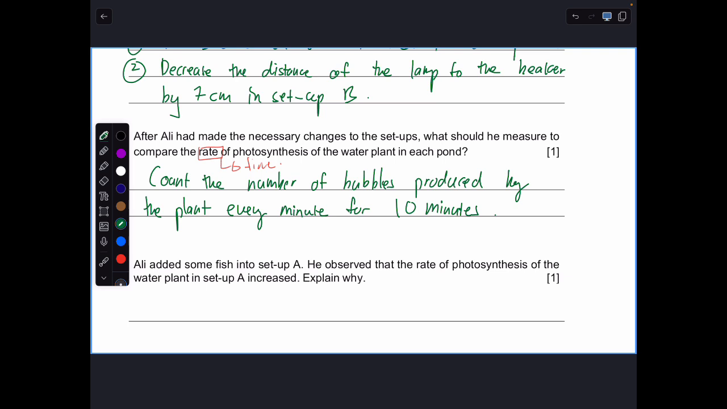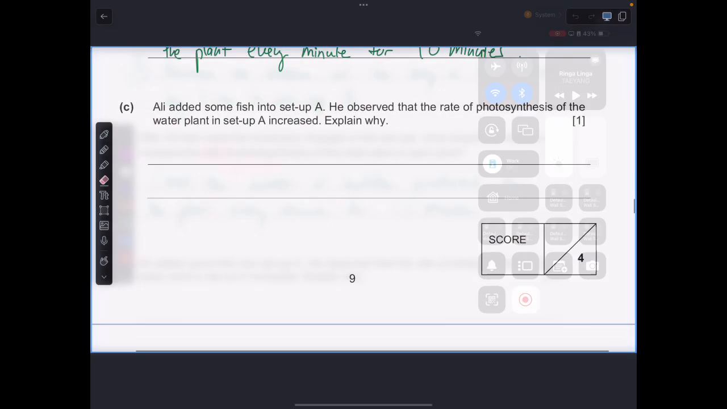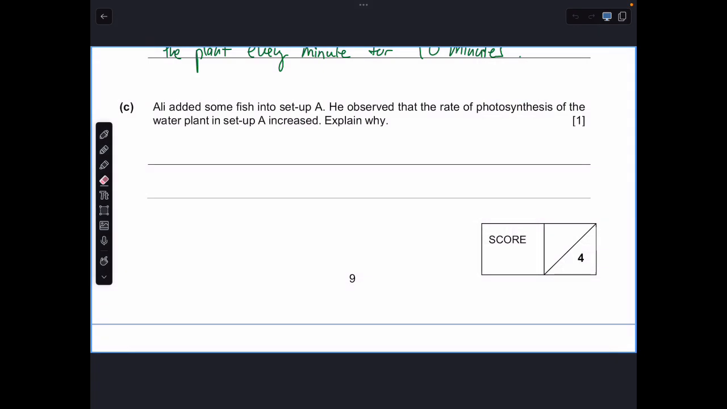So what it means is that the whole experiment, you will do for 10 minutes. And then after that, you want to count how many bubbles it produced. There must be a count for every minute, correct? So I will pause here for today. I will continue. Alright, question 34C.